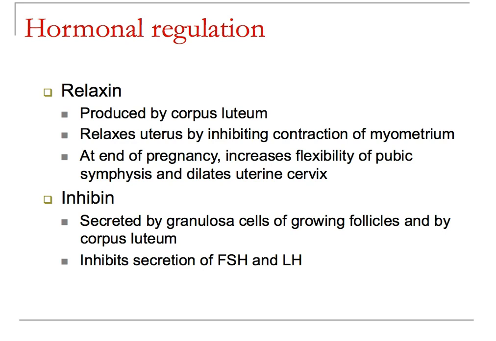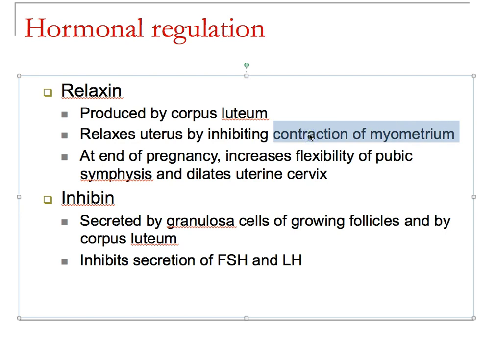Relaxin. I told you we'd come to this in a moment. Relaxin actually is produced by that corpus luteum, and what it does is it relaxes the uterus by inhibiting contractions of the myometrium. Okay?